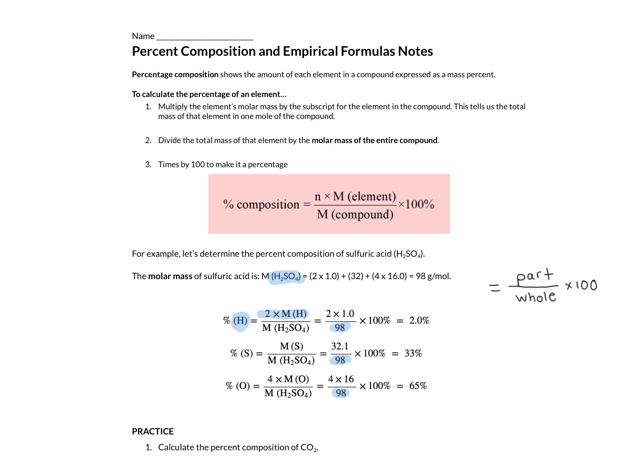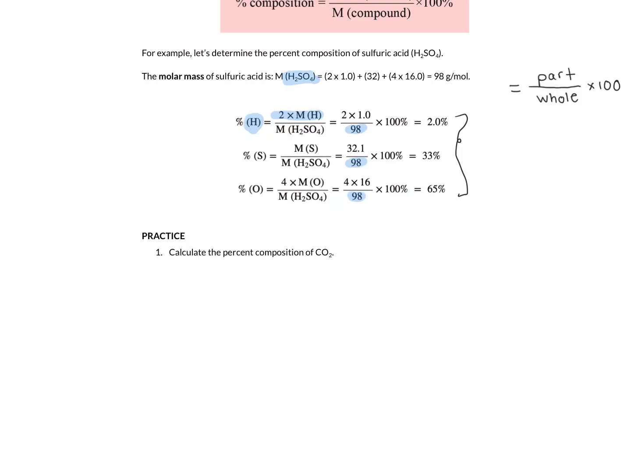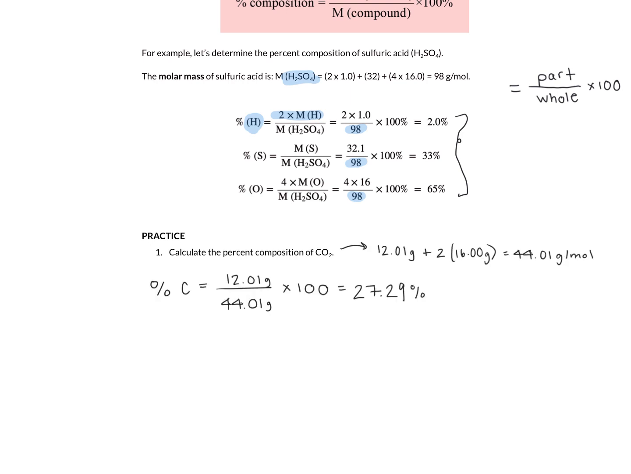Remember that percent composition is part over whole times 100. And that was true even back in September when we were talking about sand, salt, and iron. But here we're finding the theoretical percent composition for this compound, sulfuric acid. Notice also that all the percents are going to have to add up to 100. Again, pause here for a second and see if you can find the percent composition of carbon and oxygen in carbon dioxide.